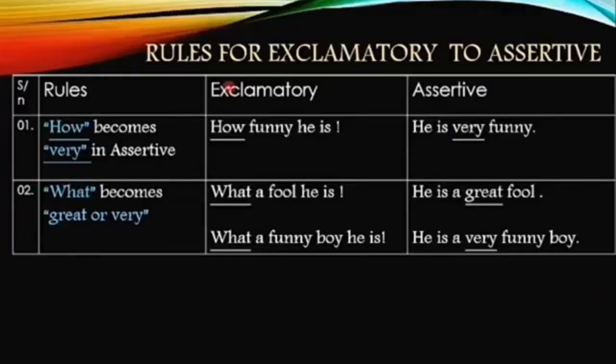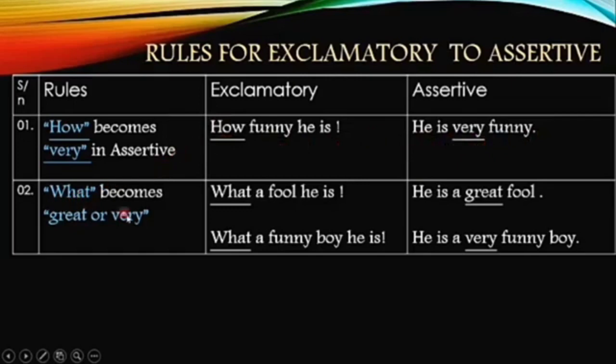Rules for exclamatory to assertive. The first rule says "how" becomes "very" in an assertive sentence. In an exclamatory sentence starting with "how," the word "how" will be changed into "very" in the assertive. For example, how funny he is. He is very funny.